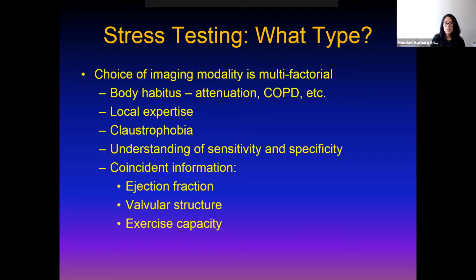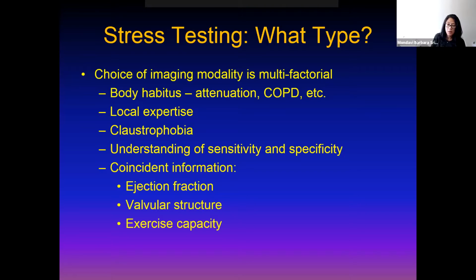And then finally, the type of imaging modality that you use, and I mentioned there's several out there, and we'll go over some of them in just a bit, but that's also an important consideration in determining which type of test you're going to do. So what does the patient look like? Which type of test is going to give me the most diagnostic information? Do they have contraindications to certain types of stress testing modalities?